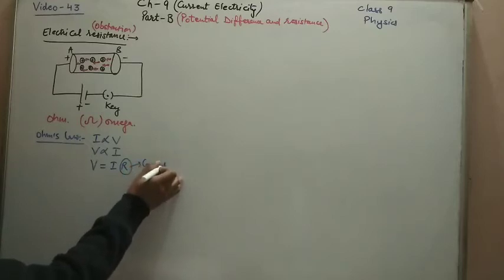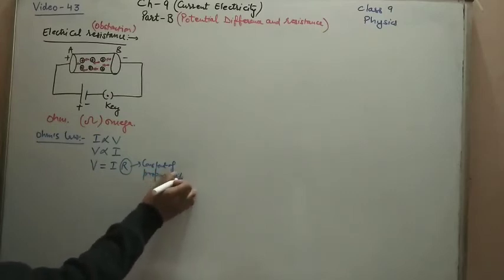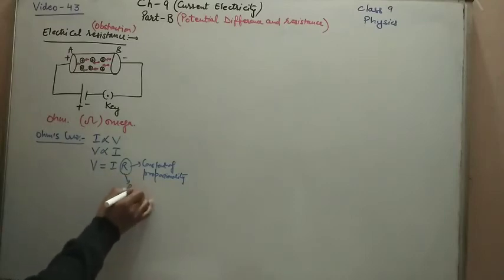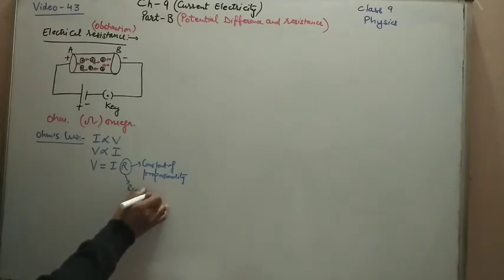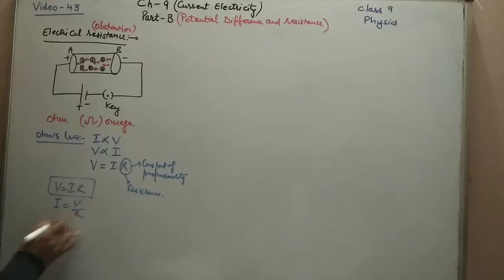This is called the constant of proportionality. The name is resistance. This is the resistance. So here is the expression of Ohm's law. From there I can get two more expressions by rearranging it. I is equal to V upon R and R is equal to V upon I.